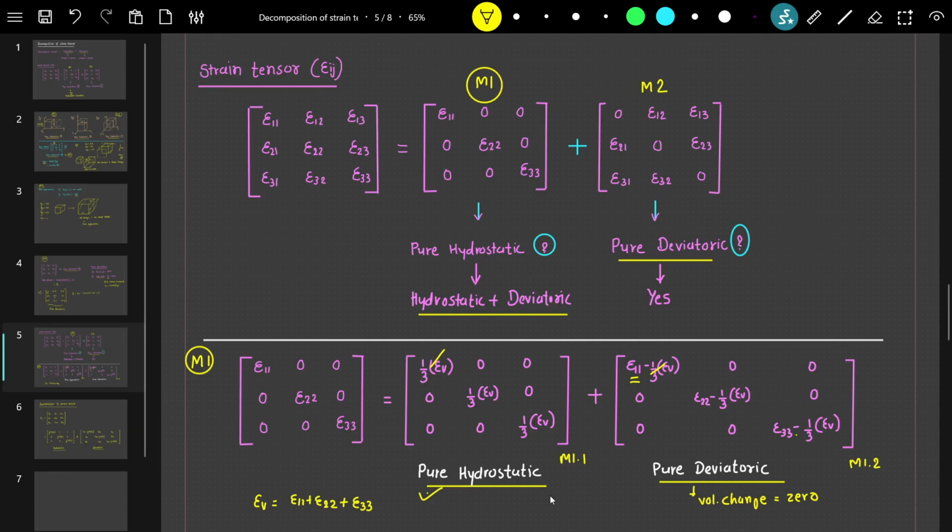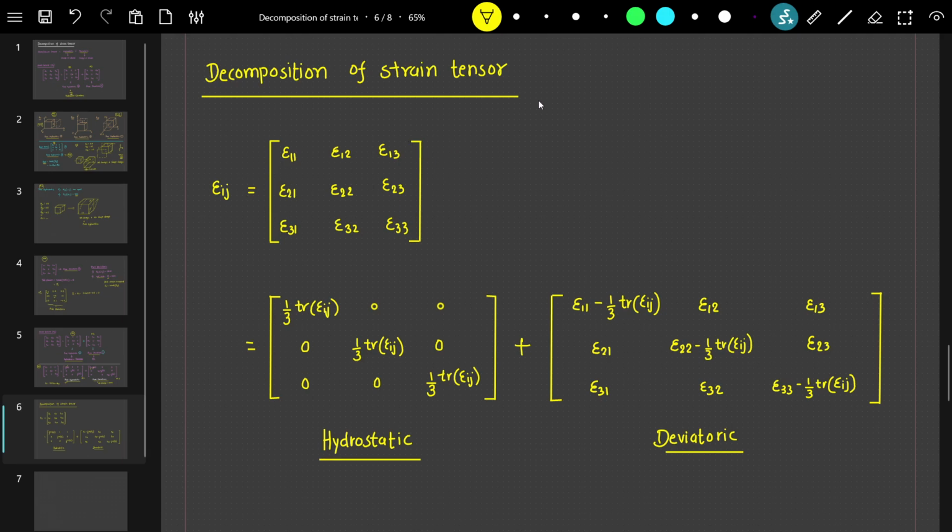So this is my strain tensor, which can be split into three matrices: M1.1 plus M1.2 plus M2. The first one is pure hydrostatic, and the other two are pure deviatoric. But I can combine M1.2 and M2 because both are pure deviatoric, and combined they are also pure deviatoric. So I can write the decomposition of the strain tensor. This is the final one.